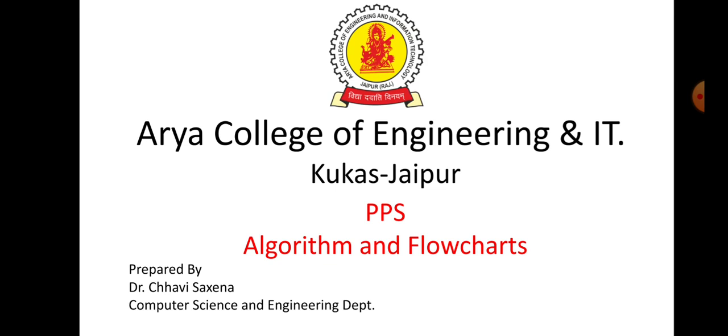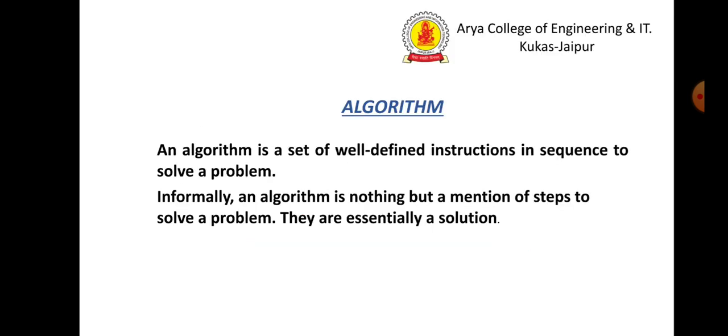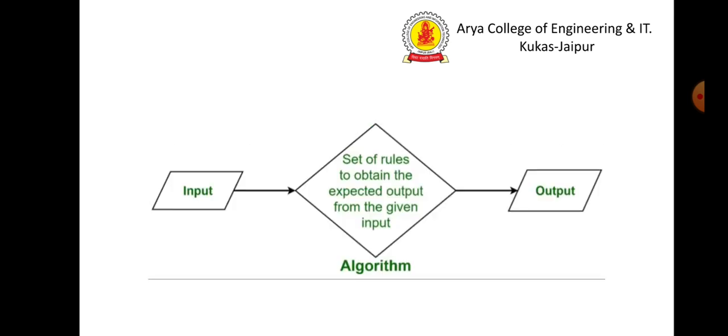Today we are going to discuss our topic, algorithm and flowcharts of the PPS subject. Algorithm. An algorithm is a set of well-defined instructions in sequence to solve a problem. Here we go through the diagram: for an algorithm we require an input, and after a set of rules is applied on the given input, an output is generated.